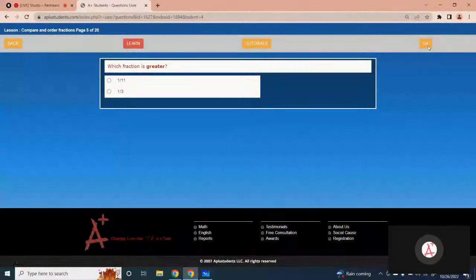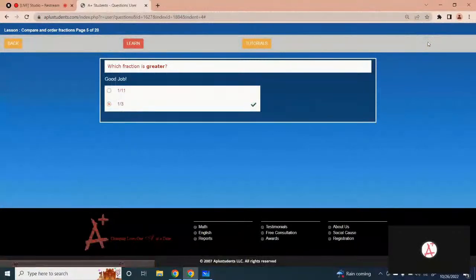Okay, which fraction is greater, 1 by 11 or 1 by 3? Which is greater? Yes, 1 by 3 is greater than 1 by 11. So just select the correct option and click on the OK button. Very good.